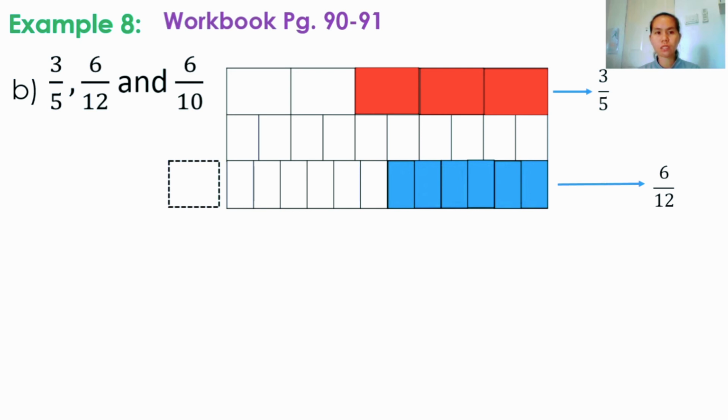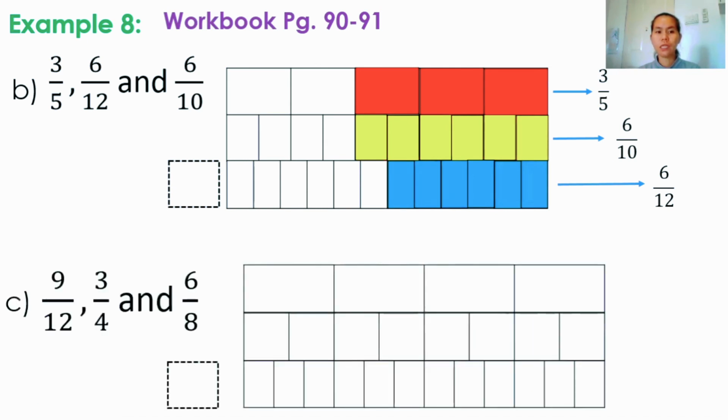And the last one is 6 over 10. So we will color 6 out of 10. 1, 2, 3, 4, 5, 6. So this is equal to 6 over 10. Look at the bars. Are they equal? Only 3 over 5 and 6 over 10 are equal, right? But 6 over 12 is not equal to the two fractions. Therefore, the set of fractions given are not equivalent. So we will not put a tick check in the box, okay? We will leave it empty.